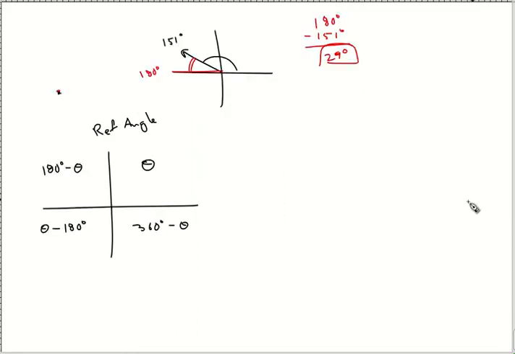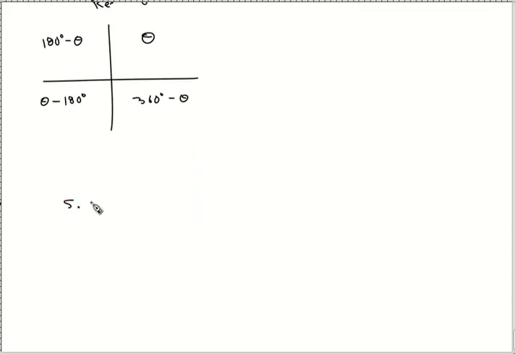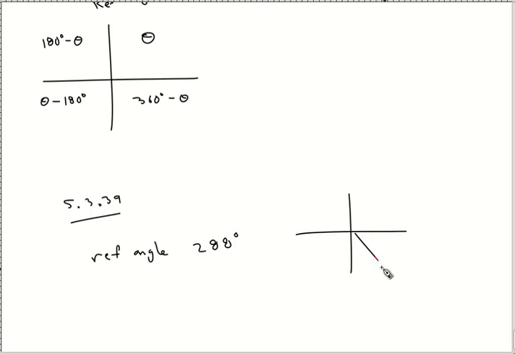All right, let's do another problem. So I got 5.3.39. It says find the reference angle for 288 degrees. All right, what quadrant's that in? That's about right here. And I know that because straight down is 270, okay? So I want this small angle here. Using the formula, I'm going to use that 360 minus the angle. So 360 minus the 288, and definitely calculator because I don't know that stuff, and it's 72 degrees. There you go. Cool. Keep cruising.